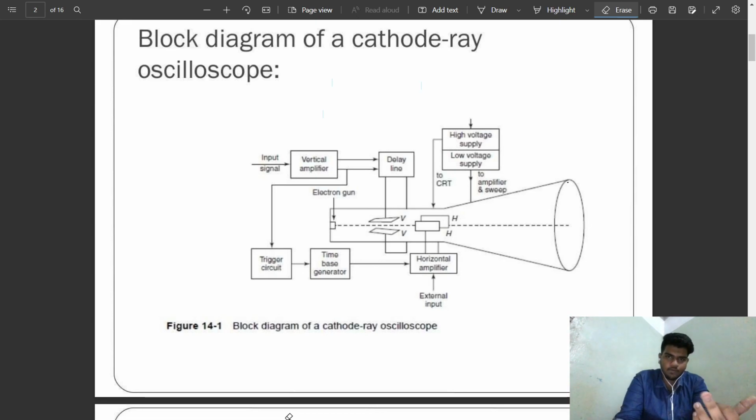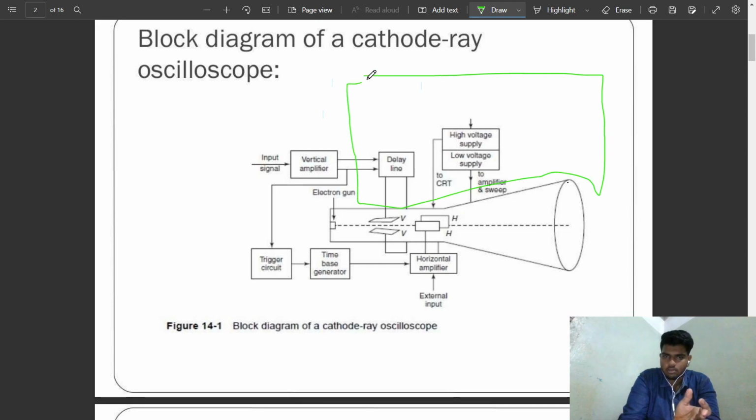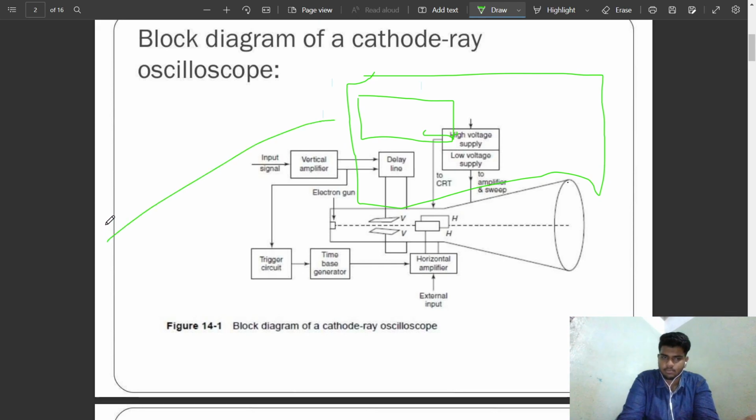Let me show you the diagram of a cathode ray oscilloscope. Wait a minute, it is not available now, sorry for the interruption. First, the input signal is given through the input probes. Let me draw it small, it won't be exact. It is in the shape of a tube. Here we'll have the screen. Back side will be the power supply. Let me write this: power supply. This is the total power supply.